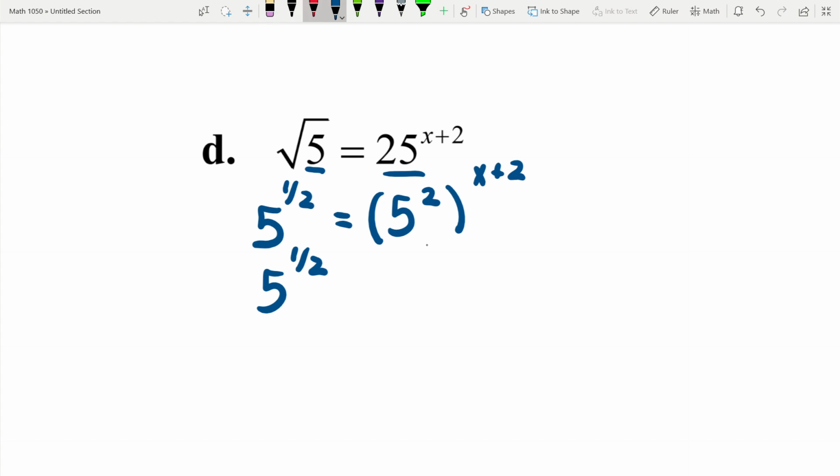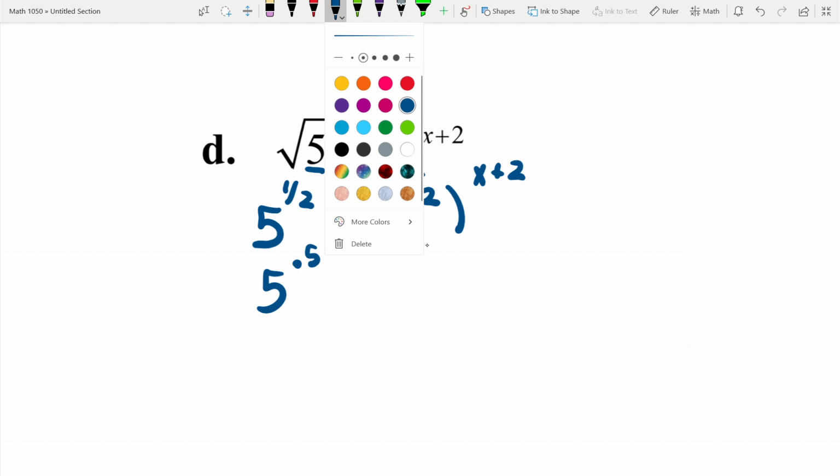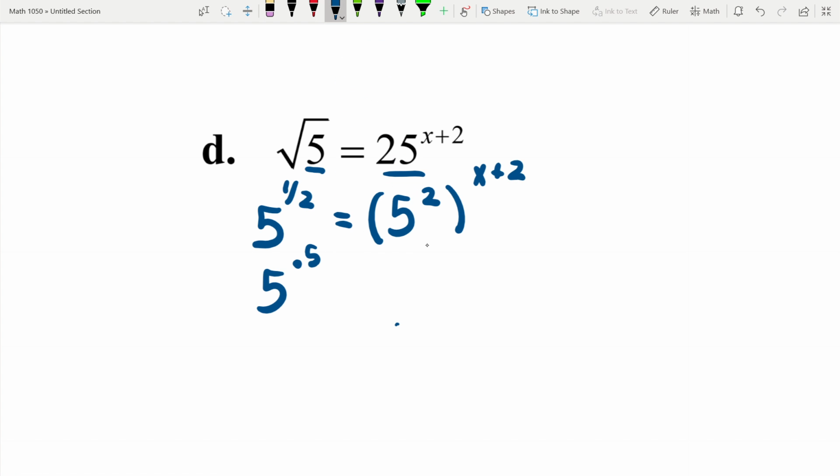By the way, look right here. Could I take that 1/2 and write it as 0.5? Is that acceptable? Is 1/2 exactly 0.5? Yes. So is it acceptable? It is. It's fine. I know they're not gonna be mad about that. This right here is a 5. Power to a power, you multiply. You get 2x plus 4.